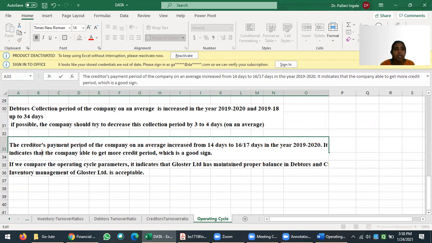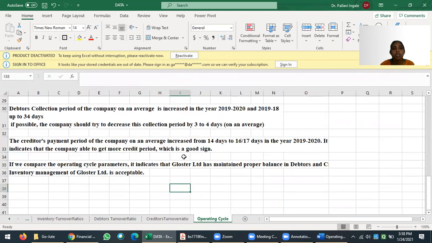2019-2020. It indicates that the company is able to get more credit, because this is more important. If they get more credit, they are able to manage their operating cycle. That's why if they get more, it will be great, which is a good sign. It is a good sign that as their debtors period is increasing, parallelly their credit period from suppliers is also increasing. So it is showing balance. They have balanced their debtors as well as the creditors.